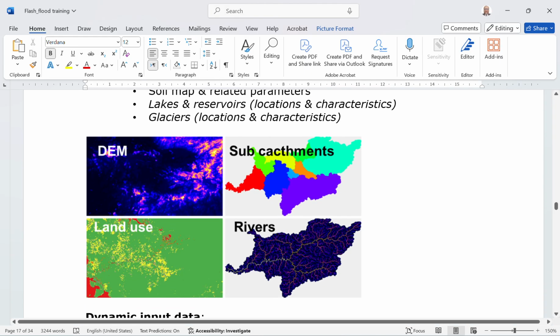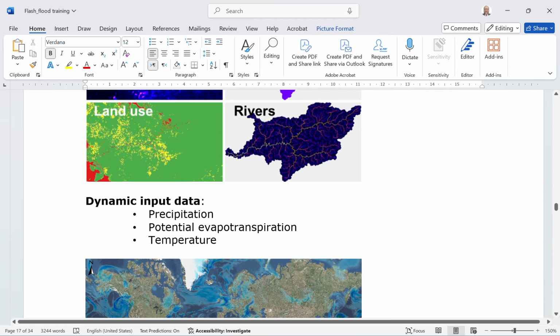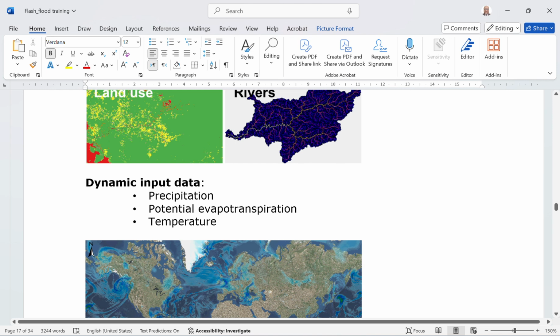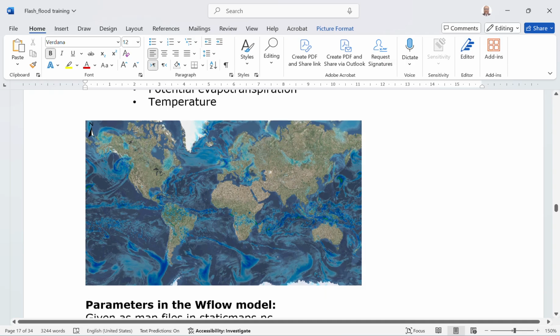So this is just an example of the DEM and the land use map. These are the subcatchments, and these are our rivers. We also have dynamic input data like the precipitation, for example, the potential evapotranspiration, and also the temperature.